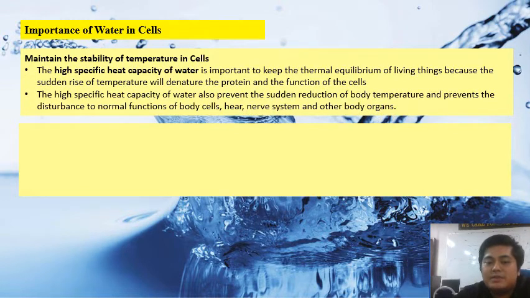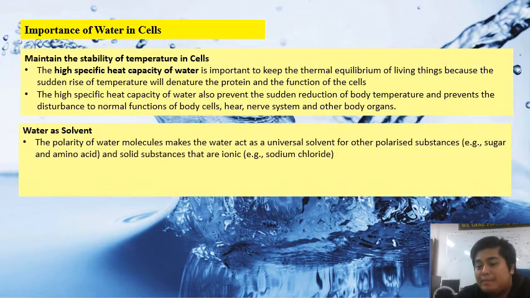So high specific capacity of water also prevent a sudden reduction of body temperature. Dia akan mengelakkan, dia akan menghalang reduction of body temperature and prevent the disturbance of normal body function of body cells, hair, nerve system and also other organs. Okay, next. Water as solvent.